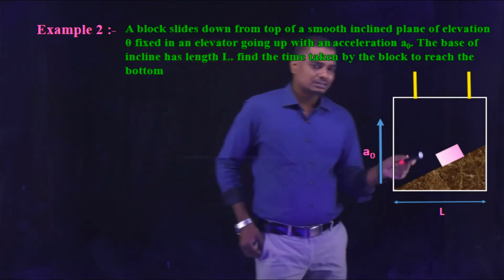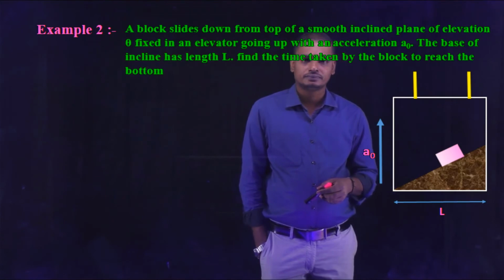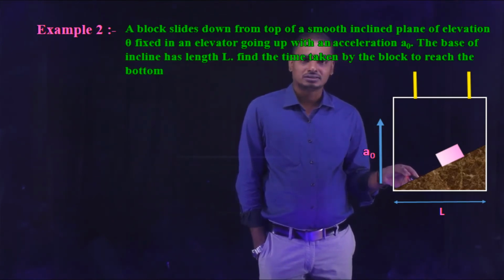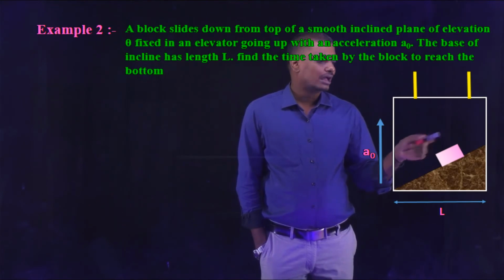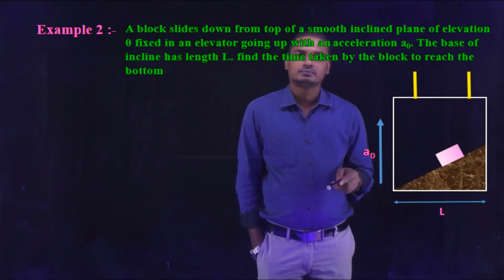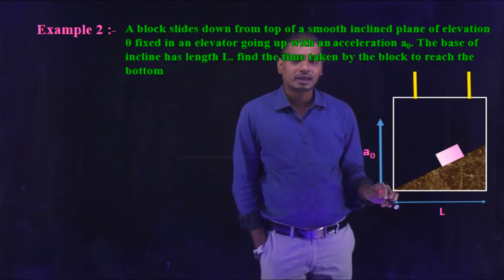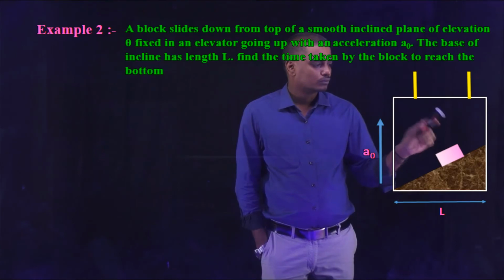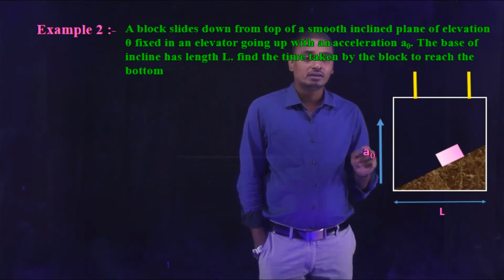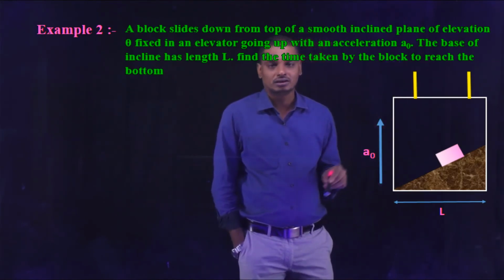Given that the inclined plane here is very smooth, and the angle of inclination is theta degrees, right? As it is smooth, the block will slide down. Now I need to calculate the time taken for the block to slide down the inclined plane when the lift is going up with an acceleration a naught.